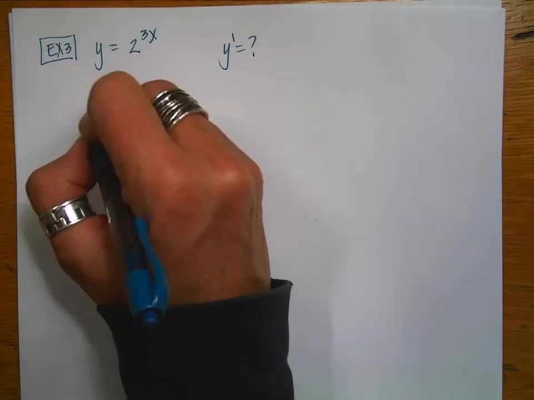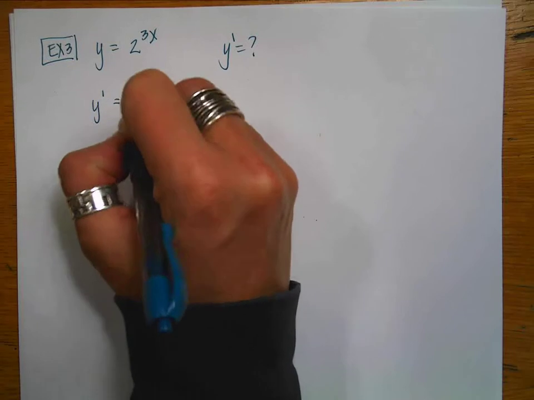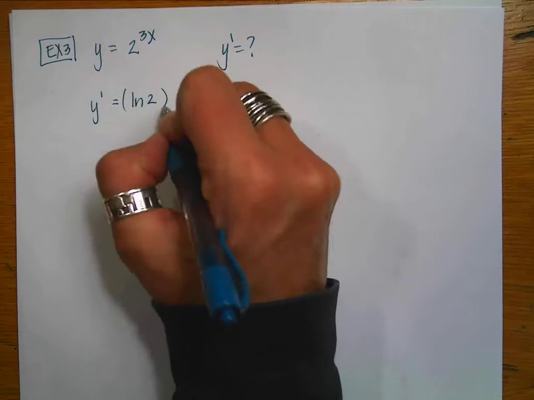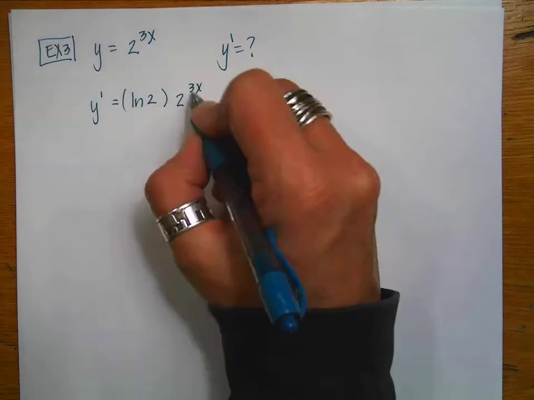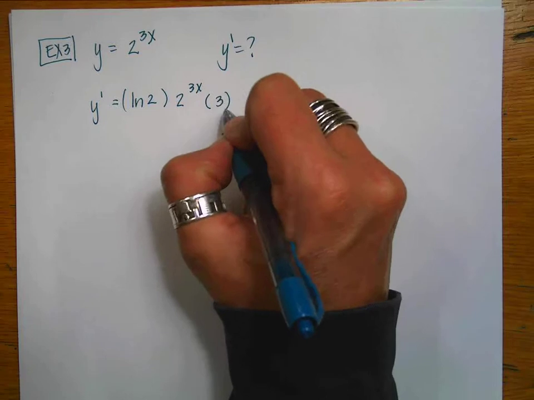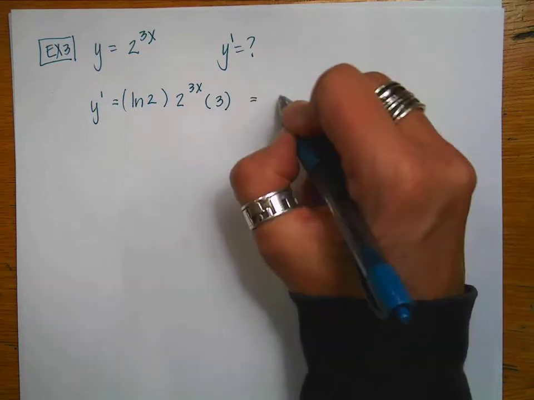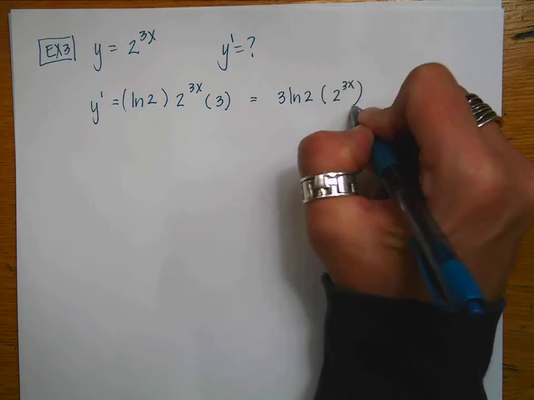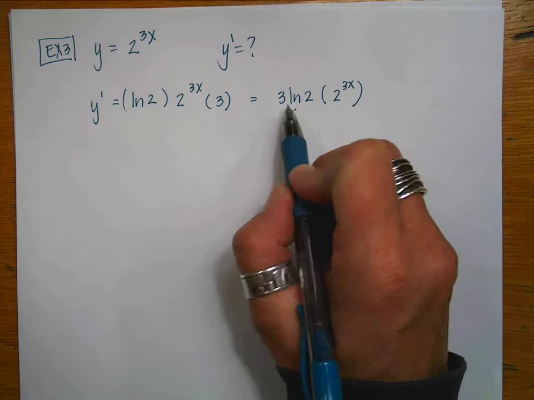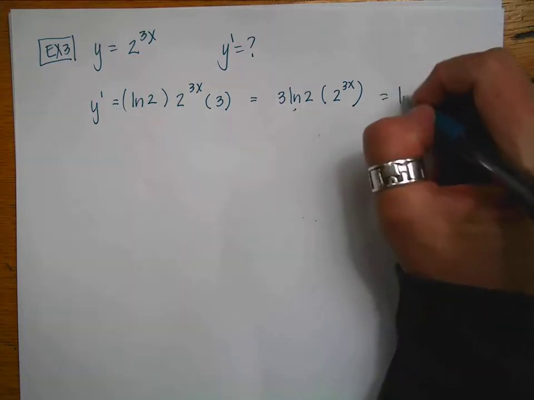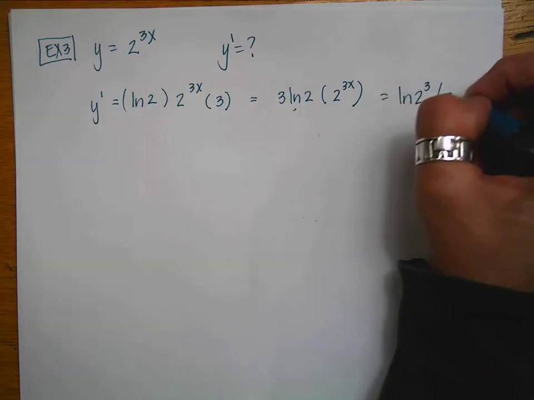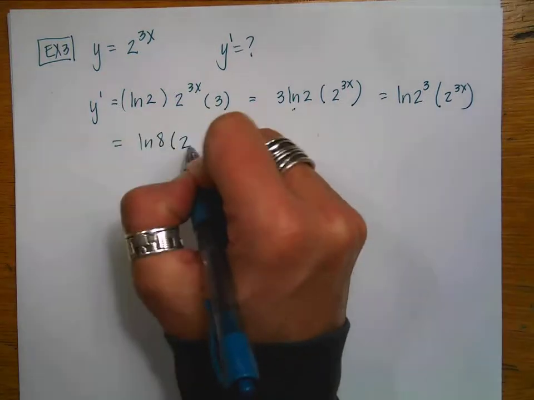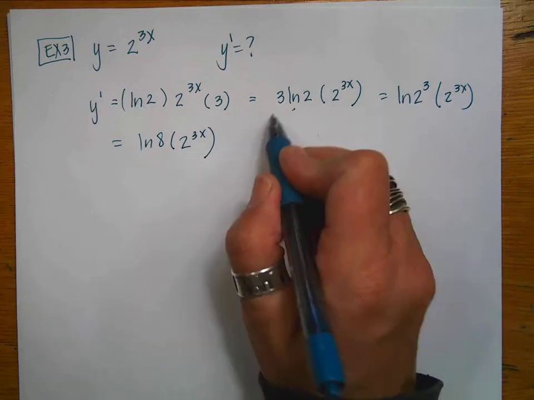Woohoo! Sorry. So you want to take the derivative. So my derivative is going to equal the natural log of 2, because it's a base other than e, times 2 to the 3x times the derivative of the top. There's my chain rule, 3. And so I'm going to write this as 3 natural log 2 times 2 to the 3x. You could go one step further and turn this into the natural log of 2 to the 3rd times 2 to the 3x, which would be the natural log of 8 times 2 to the 3x.